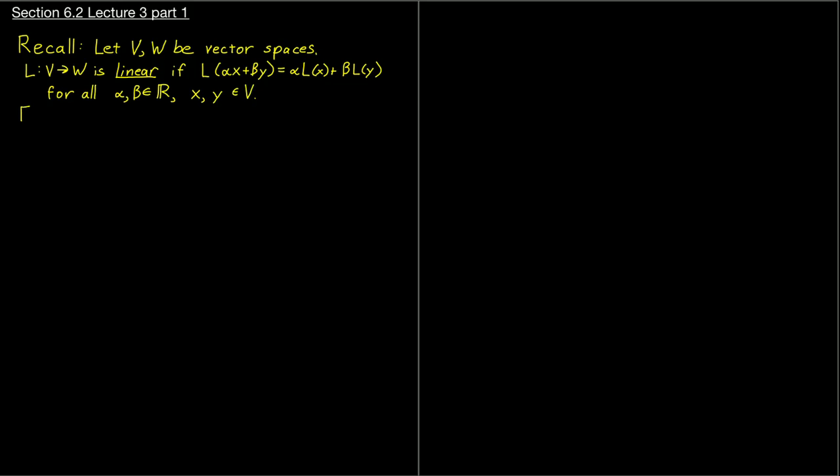And we say that f, a function from V to W, is affine if f of x is W naught plus L of x for some constant W naught, that is some element W naught of W, and some linear function L from V to W.